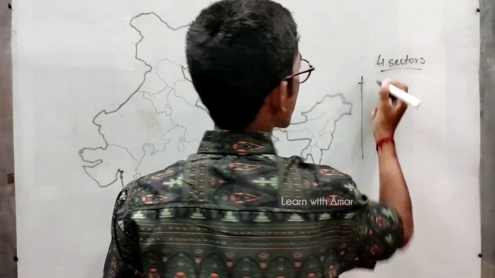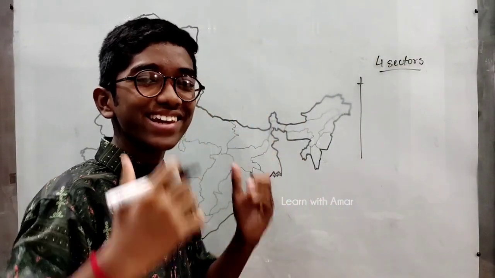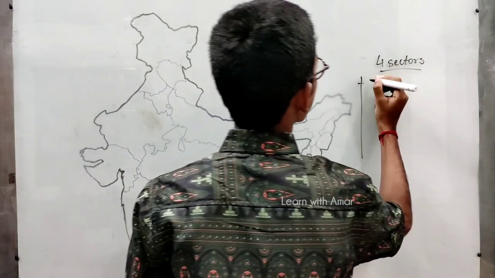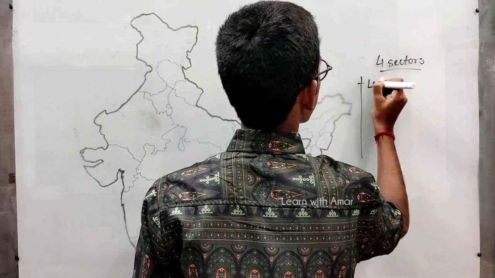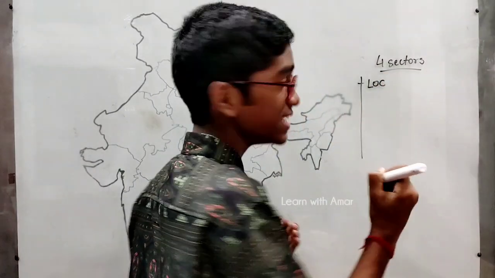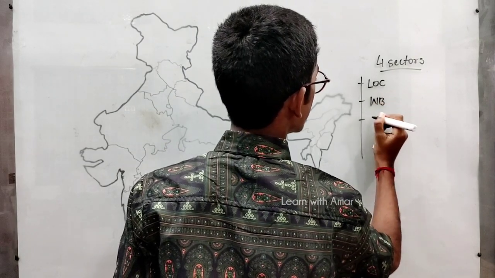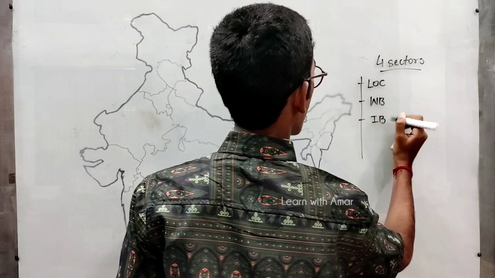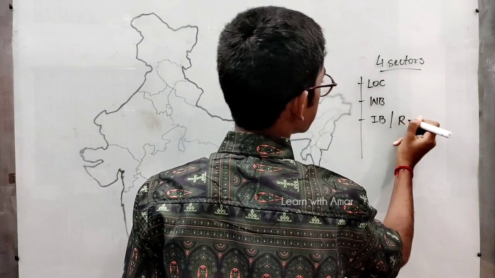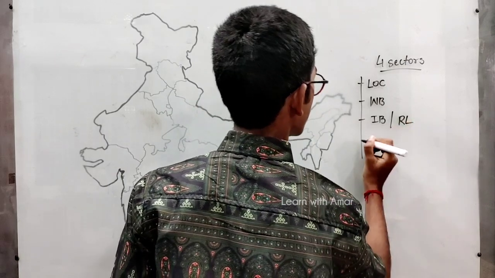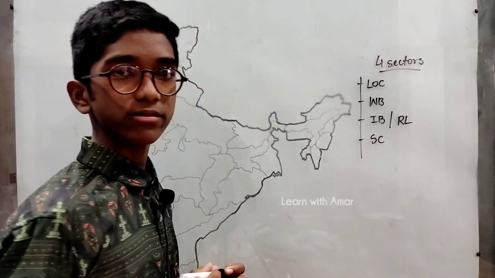I'll just give you a quick sneak peek. I won't even reveal the full name of the concept, just call it a teaser, I guess. So the first one is LOC and the second one is WB, the third one is IB, or you can call it RL. Then we come to SC. Alright, 4 sectors.